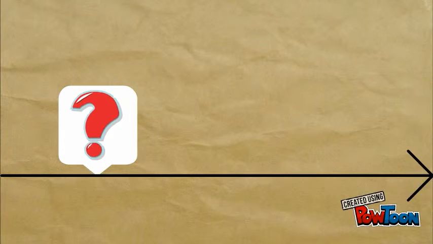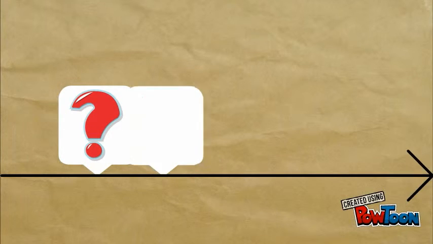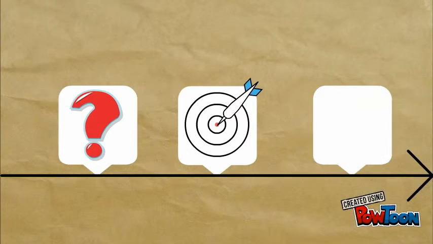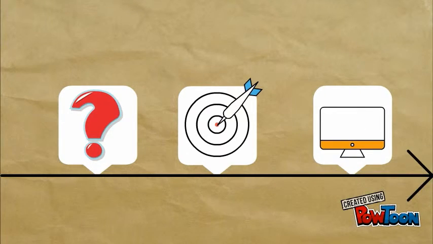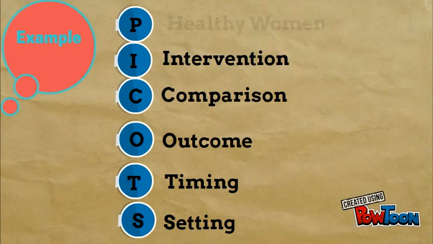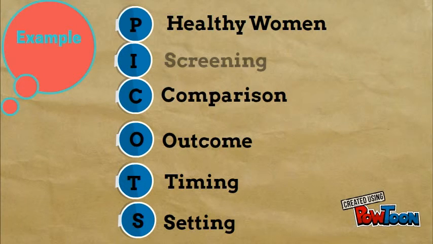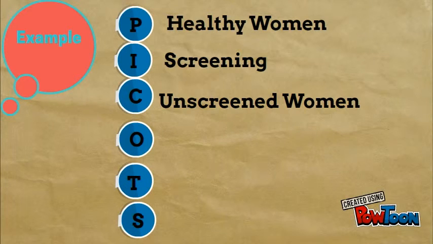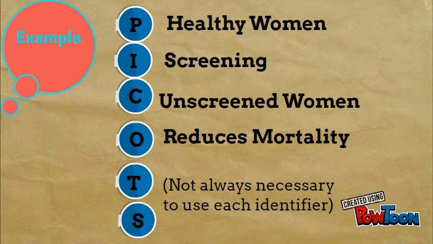Well, it helps the problem or issue being addressed become more clear, it keeps the project on target, and it aids the search for relevant research evidence. For example, we're looking to implement a universal screening for women, but we want to know if it's supported by evidence. Our PCOT formulated question may use healthy women as our population with a screening intervention compared to women who aren't screened, and want to see if the screening reduces mortality in the screened women.